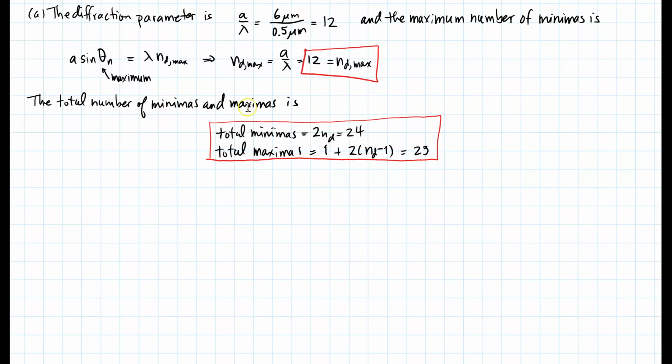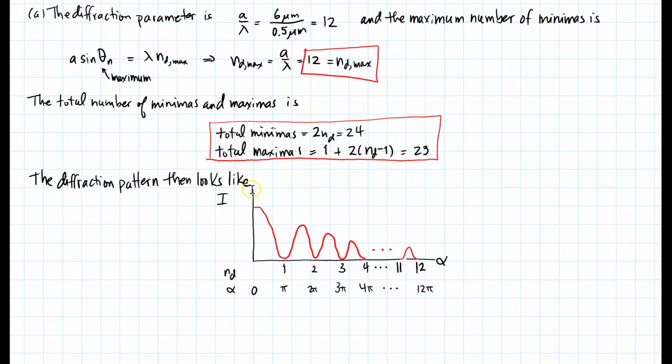Total number of minimas and maximas: the total minimas is 2 times ND, which will give you 24. The total maximas is 1 plus 2 times ND minus 1, which gives you 23. The diffraction pattern then looks like this. I'm going to have 12 minimas. In other words, ND is going to be all the way up to 12. And if I look at the phase alpha, it's 0, pi, 2 pi, 3 pi, 4 pi, all the way to 12 pi. And then the pattern ends there.